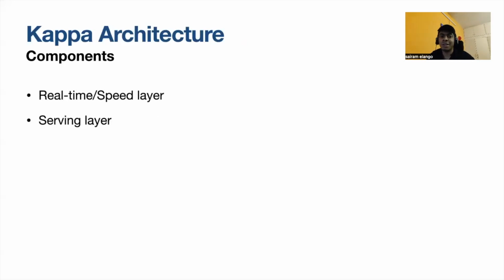Kappa architecture is basically a real-time only architecture, where you will have only your real-time speed layer and your serving layer. So through that one example, I'm covering both Lambda and Kappa architecture, and I hope this example was intuitive enough so that whenever someone asks you what is the difference between Lambda and Kappa architecture, how would you apply that in your data engineering project, you will be able to explain them with ease.